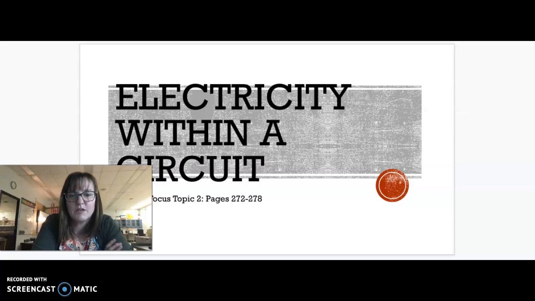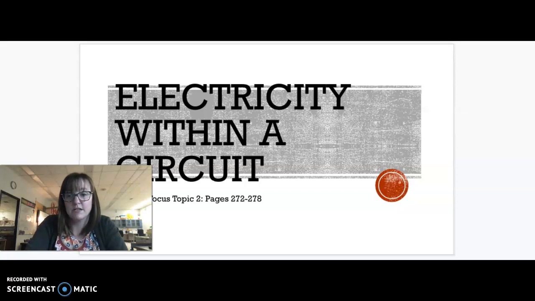Hi, grade 9. So what we're going to be doing this week is we're going to be starting to put our electricity into a circuit. So we're going to be having current electricity, which means that it's moving around a circuit. It's going through wires. There's a battery. There's a load. There's all of these interesting parts of our circuit.